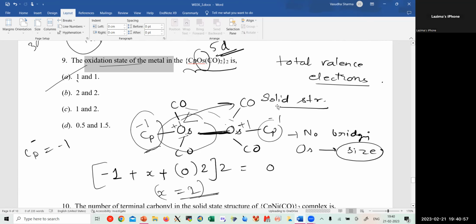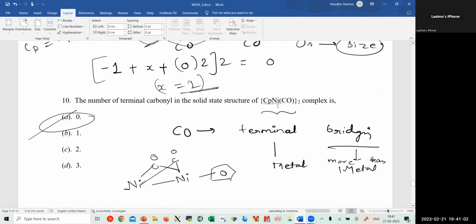Yes, ma'am. Okay, so quickly we'll take up the last question, because this meeting is going to end in 1 minute. The same complex has four questions: the solid state structure, the metal bonds, the oxidation state, and now they're asking for the terminal carbonyls. So how many terminal carbonyls are there in this particular structure?